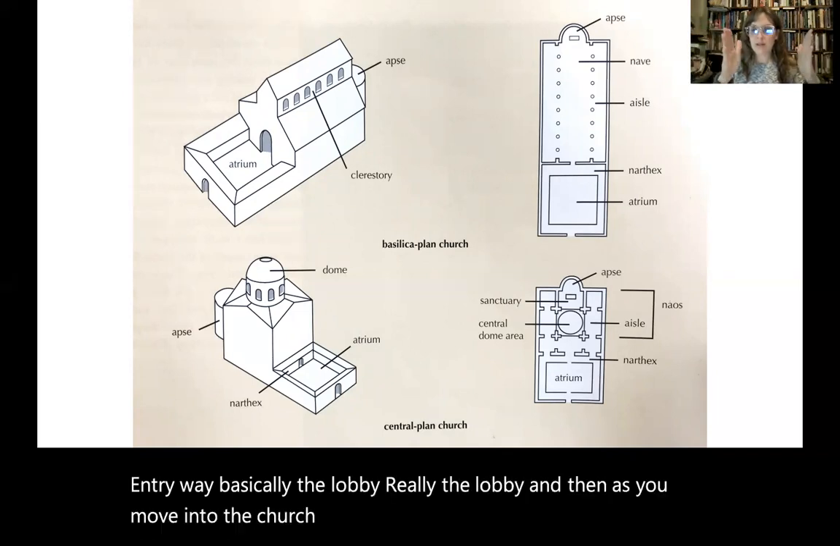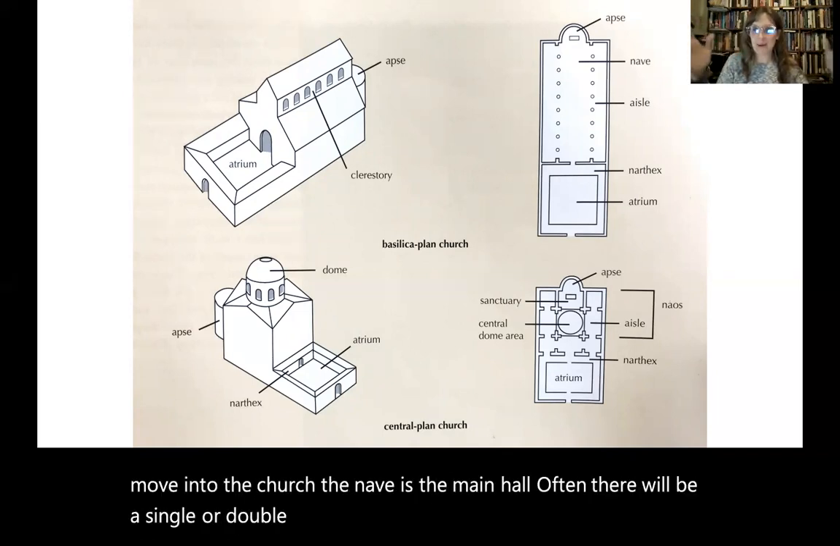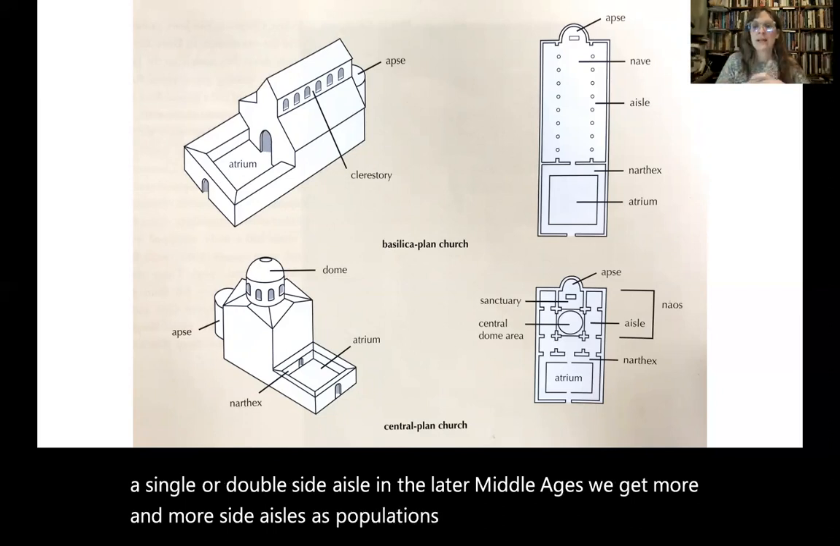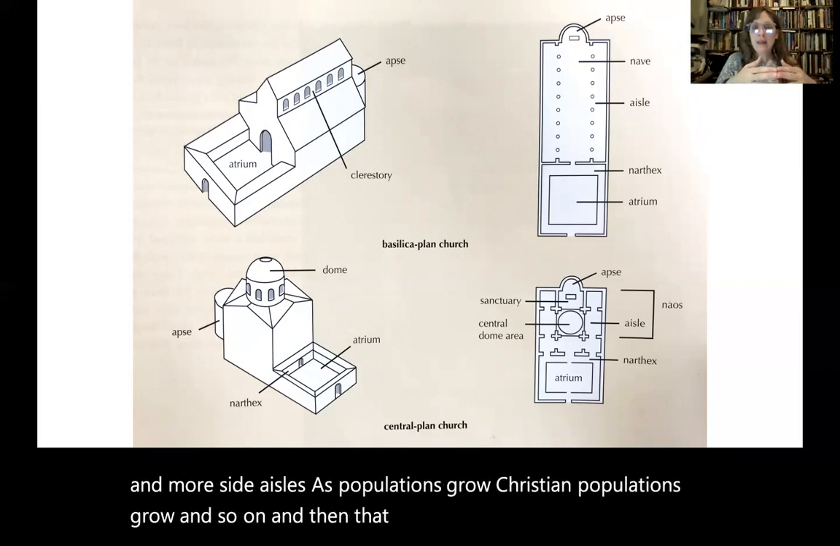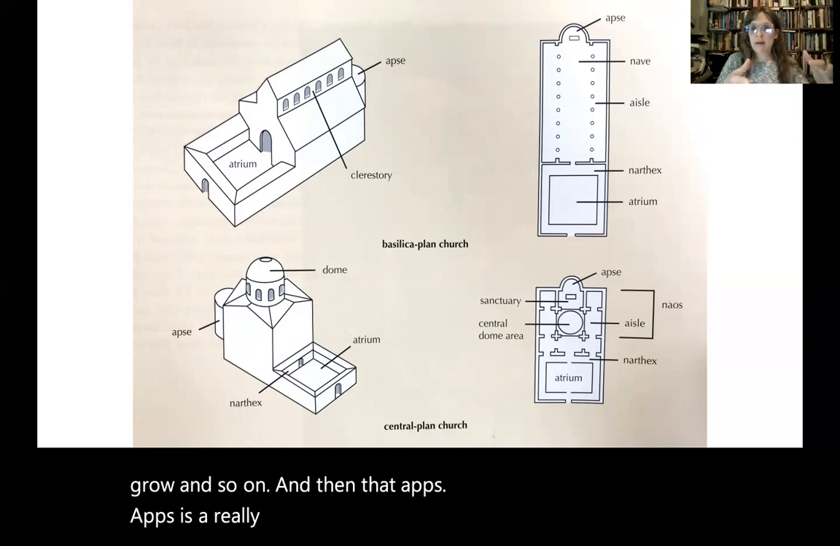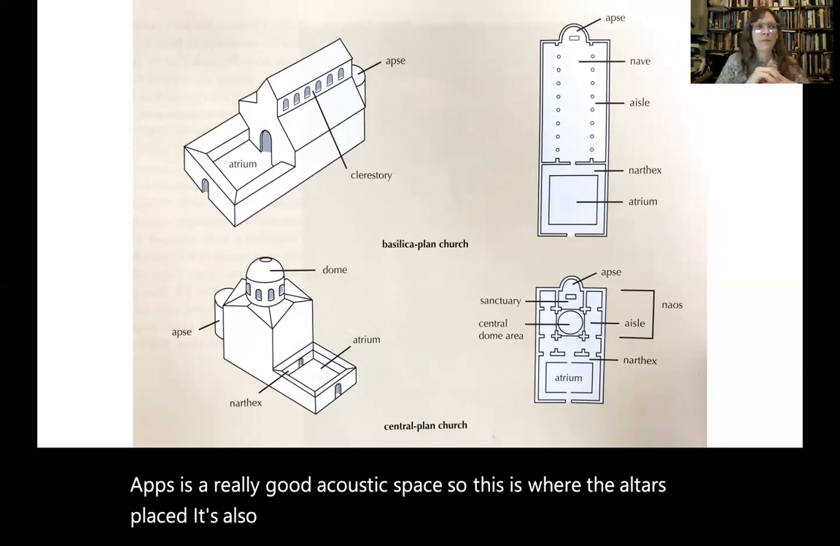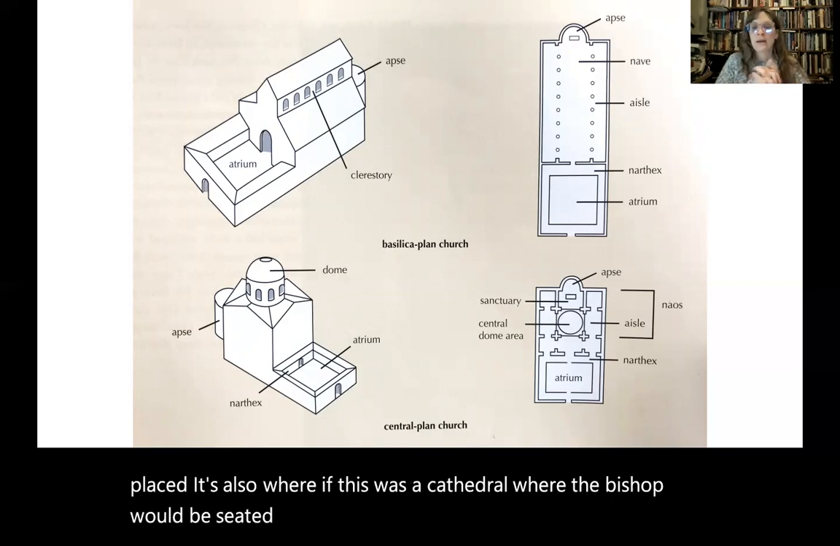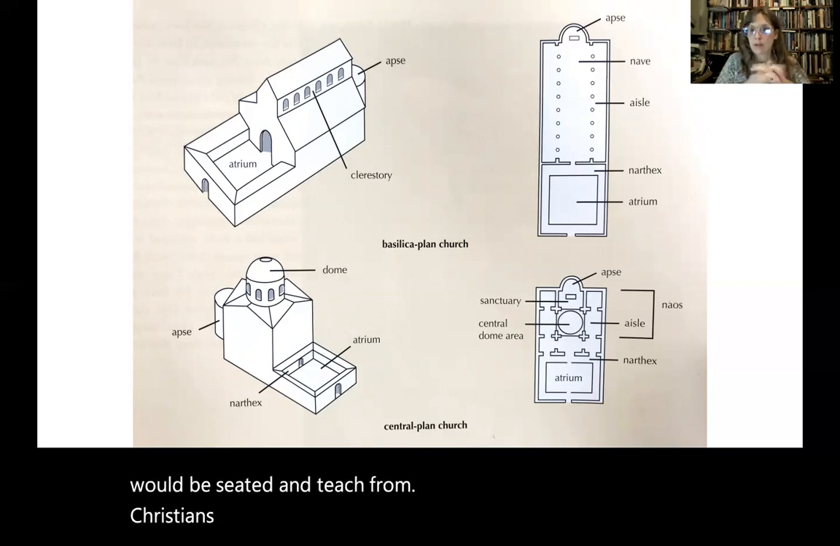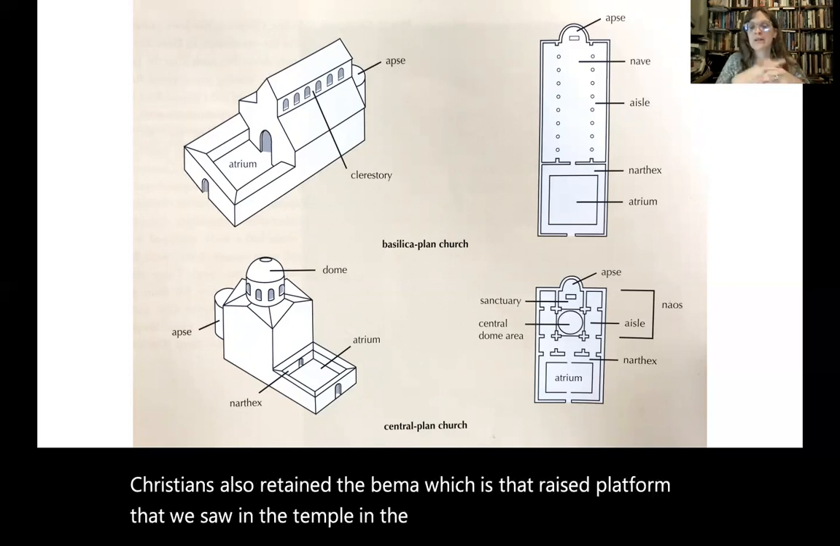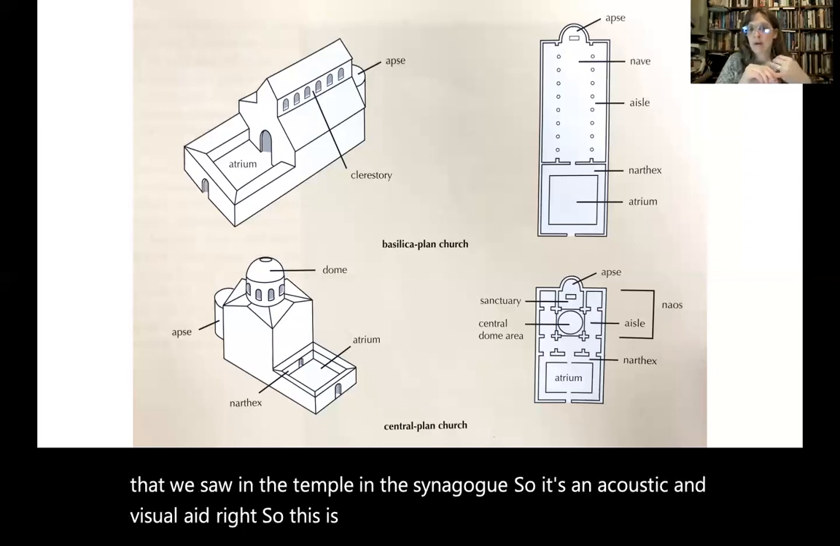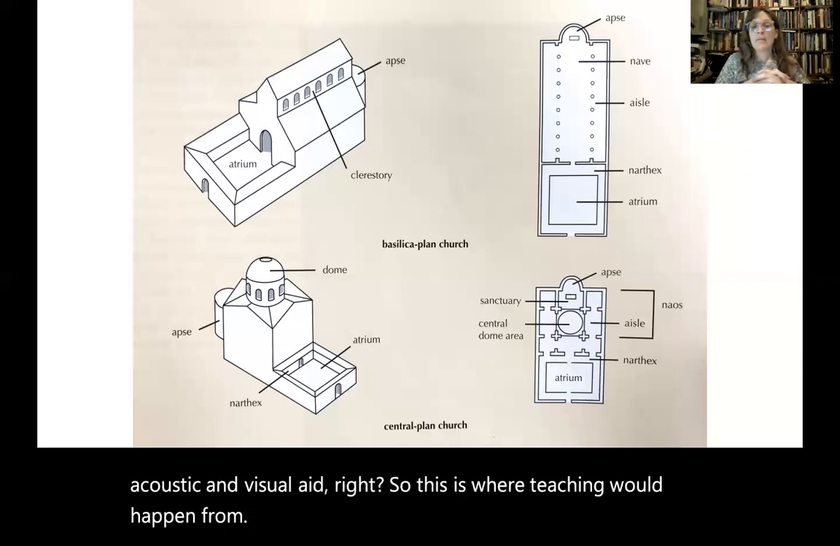In the later Middle Ages, we get more and more side aisles as Christian populations grow. And then that apse. The apse is a really good acoustic space. So this is where the altar is placed. It's also where, if this was a cathedral, the bishop would be seated and teach from. Christians also retain the bema, which is that raised platform that we saw in the temple and in the synagogue. So that's an acoustic and visual aid, right? So this is where teaching would happen from, and so on.